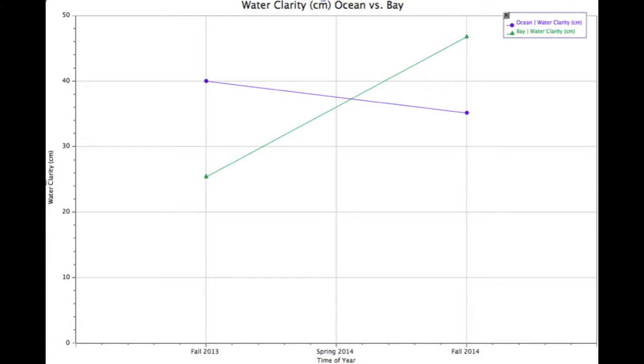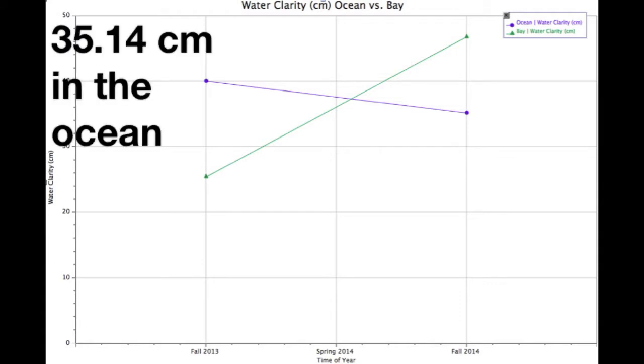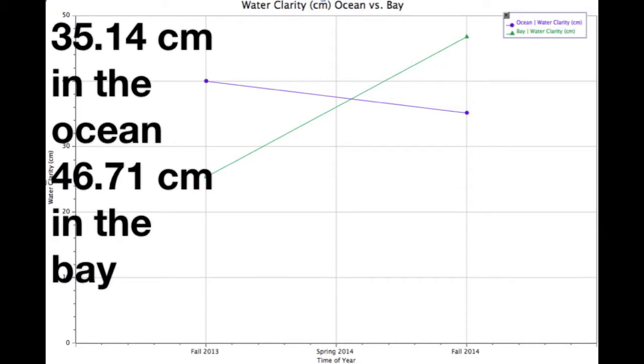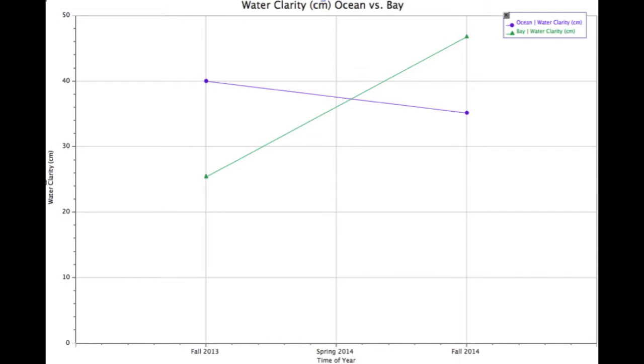From our data from the fall of 2014, the height measured was 35.14 centimeters in the ocean and 46.71 centimeters in the bay. This means that the water in the bay was clearer or less turbid than the water in the ocean. However, the data from the fall of 2013 states that the water in the ocean was clearer than the water in the bay.